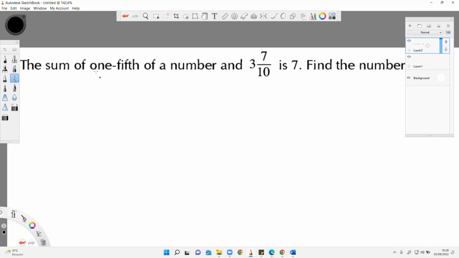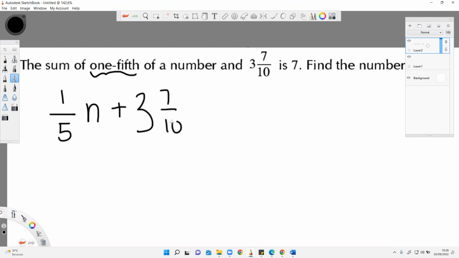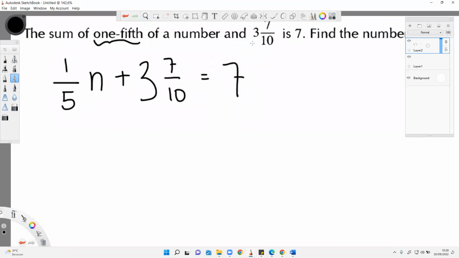So 1/5, what is 1/5? So the sum of 1/5 of the number, or you can just write 1/5 times n, right? And 3 7/10 is 7. How do you do that? How do you solve the number or the n? Remember the idea? What is the first thing first?